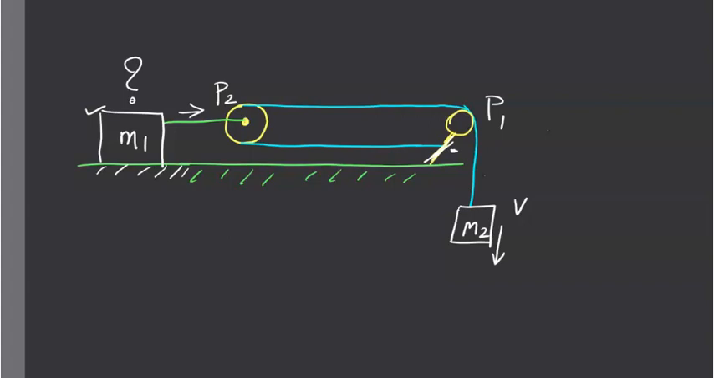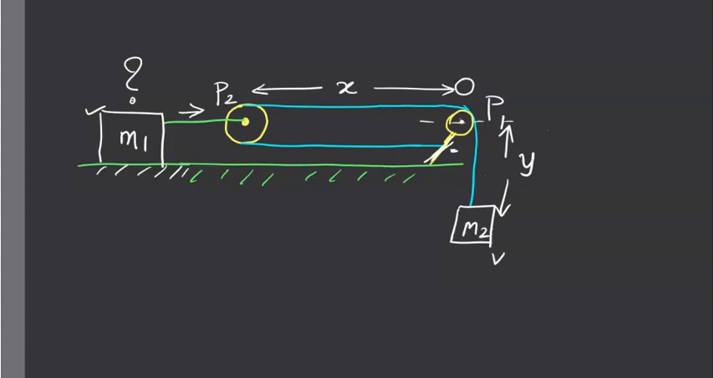Let's see. Suppose this pulley P1, I will take as my origin, or any reference point. Let's take this as the origin. And let's take the position coordinate of this pulley P2 with respect to P1 as x. So x is the position coordinate of pulley P2 with respect to P1, and this particular length, from pulley P1 to the mass M2, will be y, suppose.